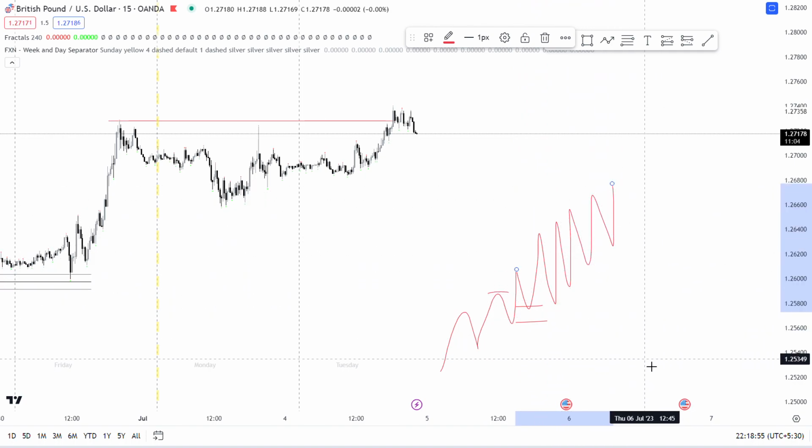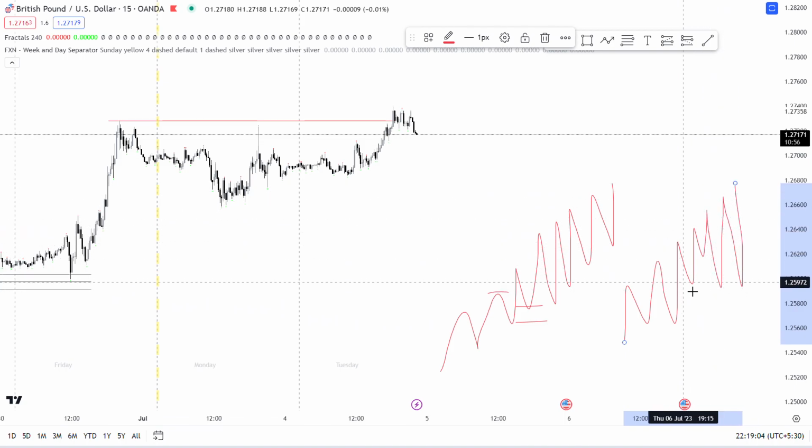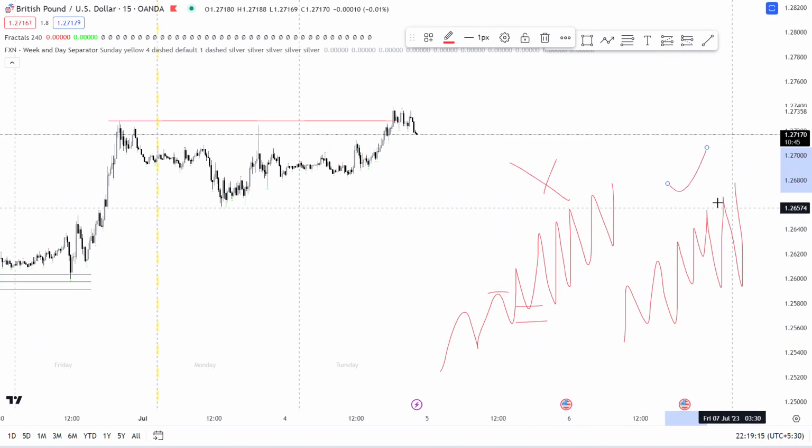But in reality, the markets don't move like this. The markets somewhat move like this. Liquidity grabs, liquidity grabs. If you have quite a bit of experience in the markets, you can know this is a false view of the structure. This is the real structure of the market. This is how the market moves.